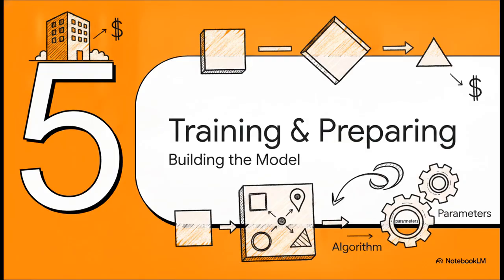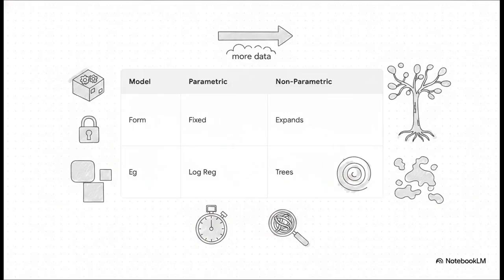Section 5. Training and preparing the data. Before we compare models, think about predicting the price of an apartment. It's a great analogy. The size and location are your features, the price is the target, the mathematical procedure is the algorithm, and the internal numbers it tweaks are the parameters.